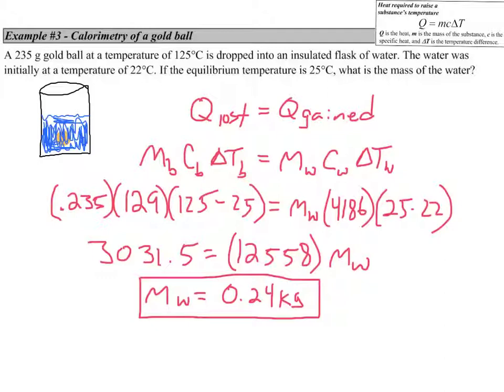Well, because density, we know, equals mass over volume, we could figure out the volume of the thing by taking the mass times the density. Because the volume of water that is displaced, of course, is the volume of the gold ball.